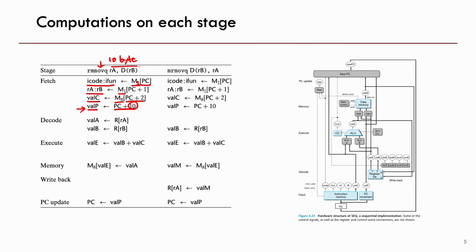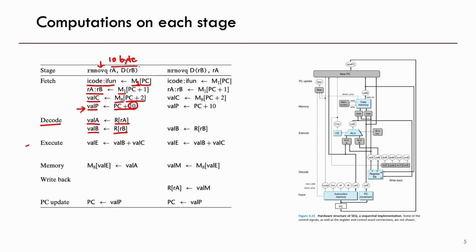Okay, let's move to the next stage, the decode stage. Since this is again the rmmovq instruction, we are going to read the value of rA and then put it to valA, and then we are going to read the value of rB, which is the base address, and then we put it to valB.